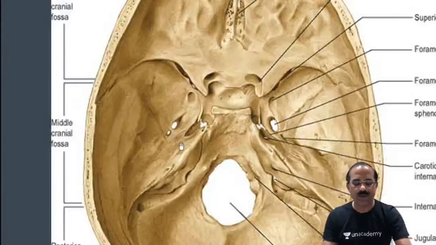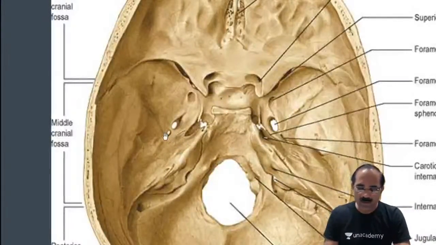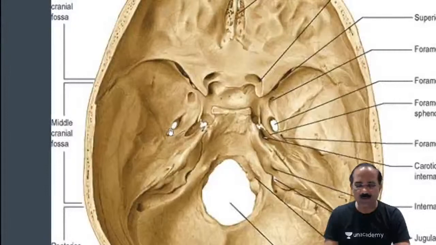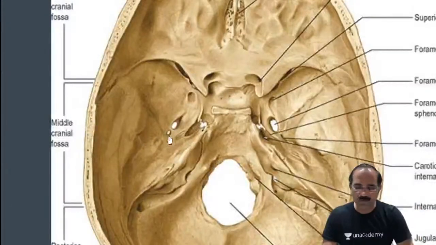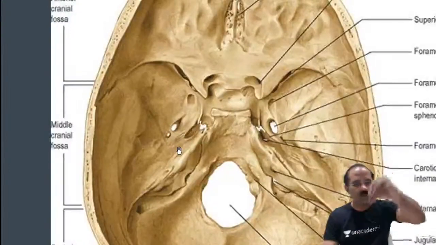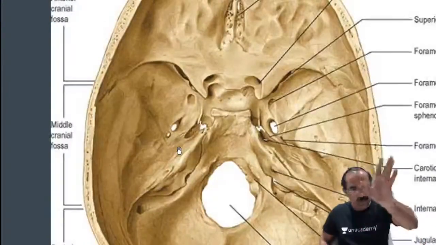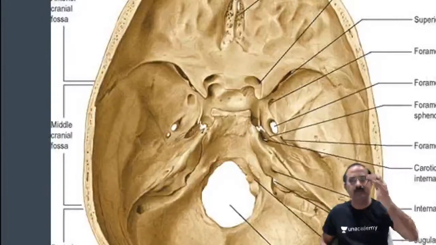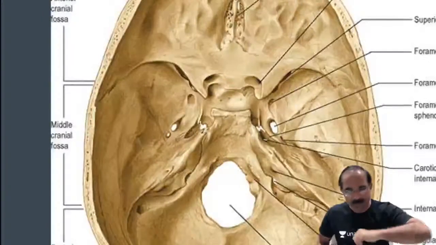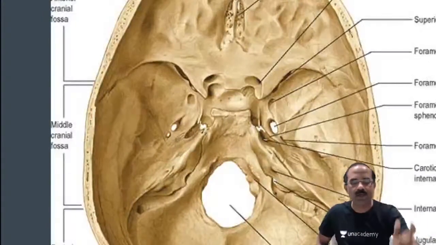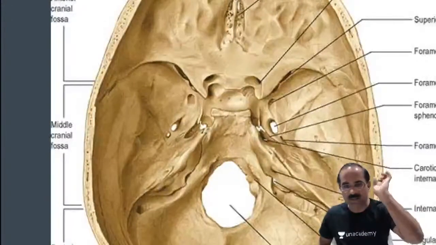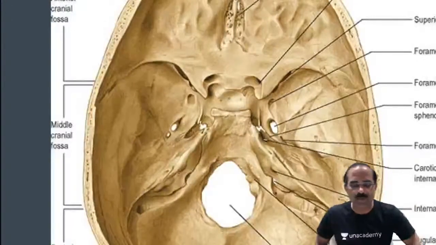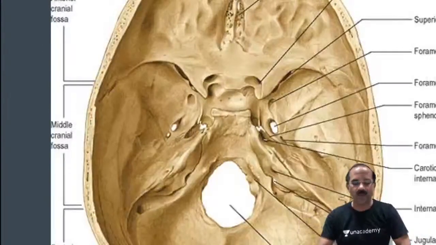You know this. What is this foramen? Behind the foramen ovale, there's a very small foramen, and that's the foramen spinosum. And what enters through the foramen spinosum is the nervus spinosus and the middle meningeal vessels. Nervus spinosus and the middle meningeal artery, you can say middle meningeal artery.